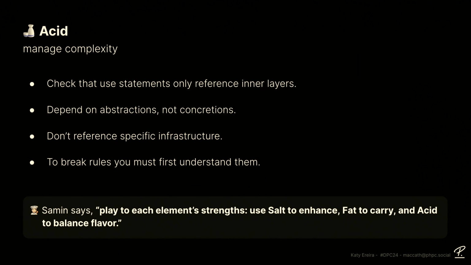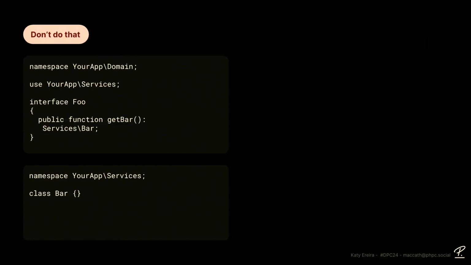So, in terms of our onion, we're talking about dependency management, okay? The right things in the right places, referring back to SOLID principles. We're going to depend on abstractions, not concretions. We're not going to reference specific infrastructure if it's not relevant at that place in the code. And to break these kind of rules of what acid to use and when, you must first understand them. So again, we're going to go through a few do's and don'ts.